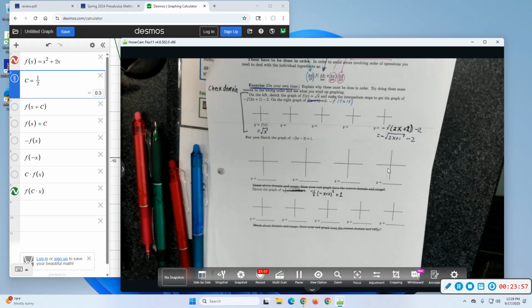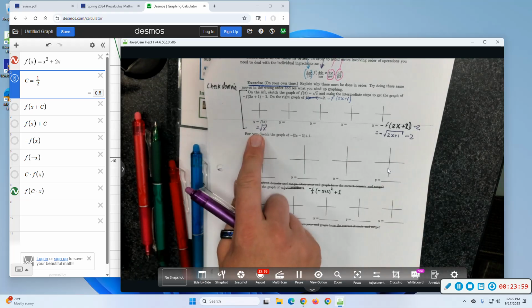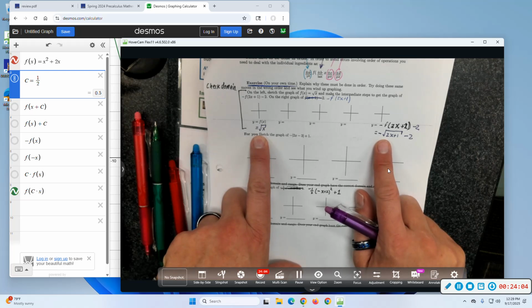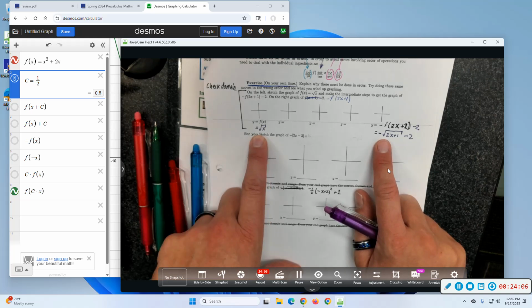So, let's try to sketch this graph. I guess we want to start in the same place. The square root function is the elementary function we can start with because this has square root. So, let's start with the graph of square root.